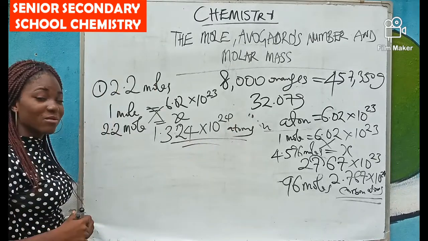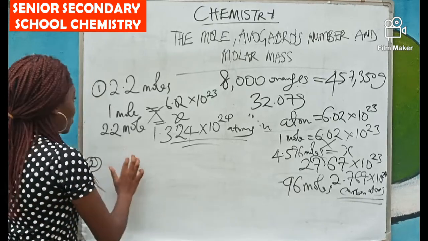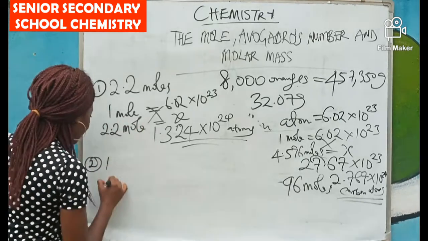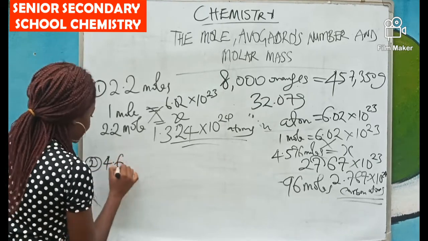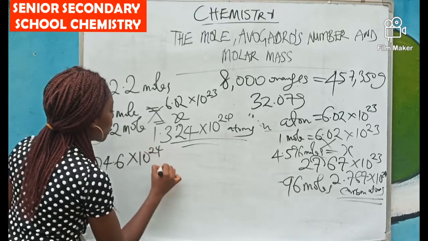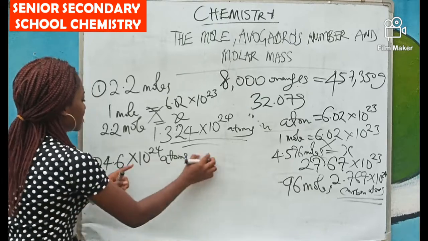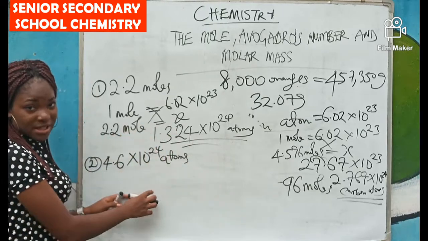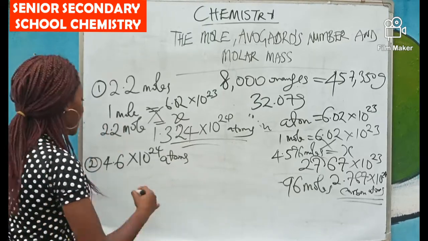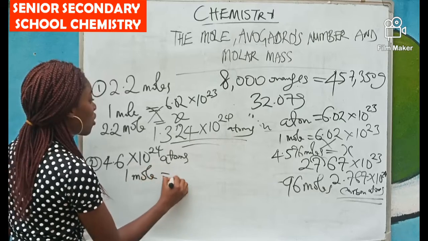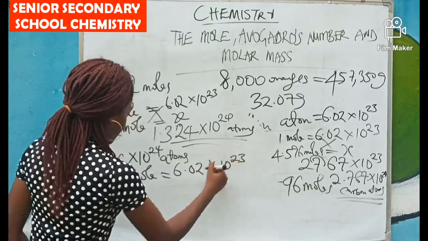Okay, now we're going to take another example. Say we have 4.6 times 10 raised to power 24 atoms, and we're asked to calculate the number of moles present in this atom. We're asked to find the moles the other way around now. Now we know that 1 mole equals 6.02 times 10 raised to power 23.